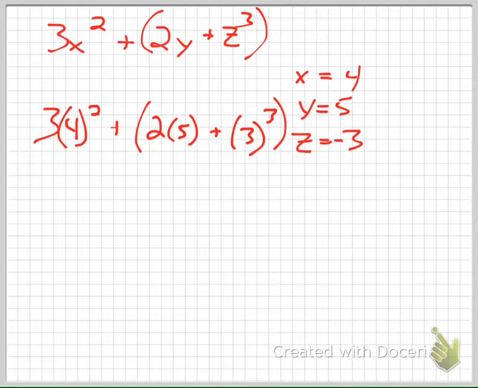What if z was negative 3? And I came down here and did this part here, and I have negative 3 to the third. Do you remember how this works? What is negative 3 to the third? Is it 81? Negative 81? What is it?